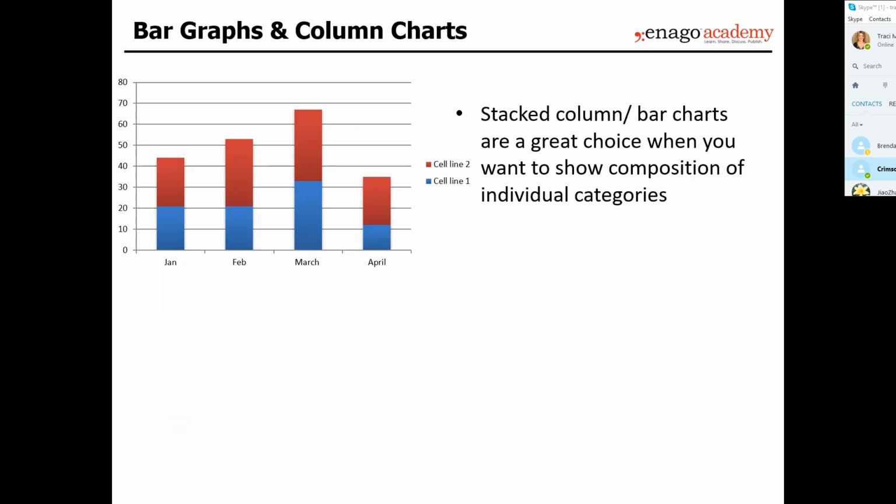Okay, and here is an example of a stacked column bar chart. They are useful when you're wanting to show composition of individual categories. So you can see here they have a total of 45, and 20 makes up of that cell line 1 and probably 25 makes up of that cell line 2. So this is just a way to demonstrate an additional descriptive presentation of your data.